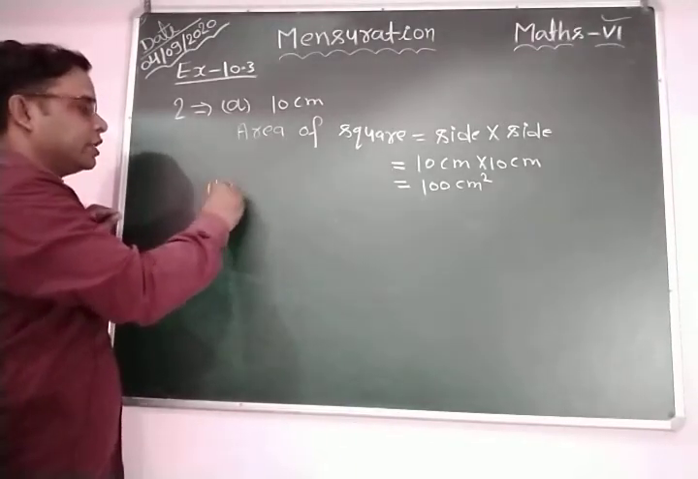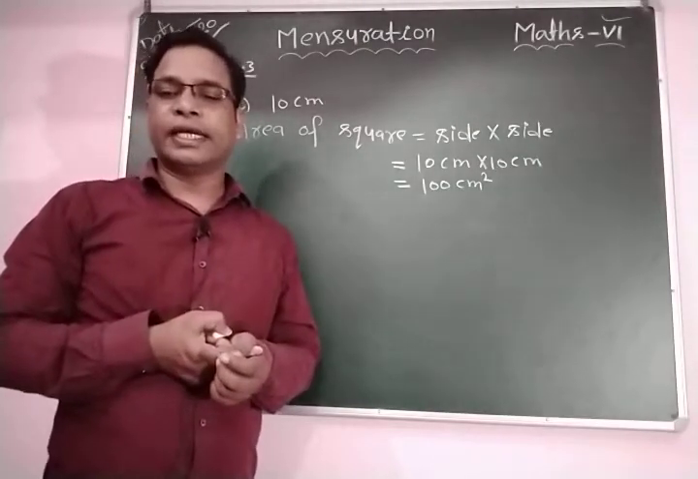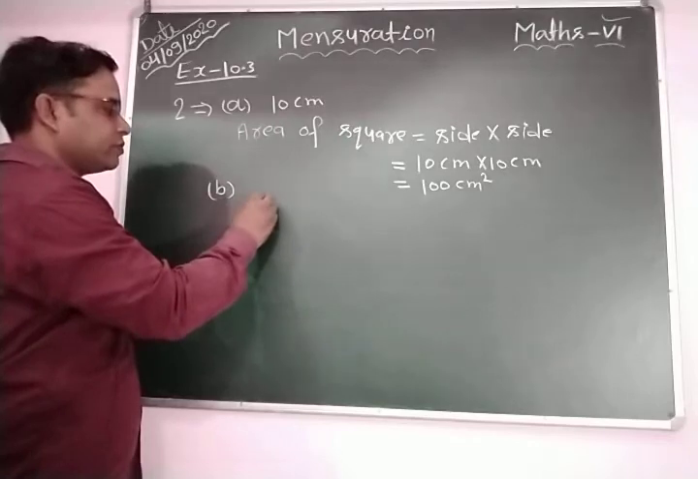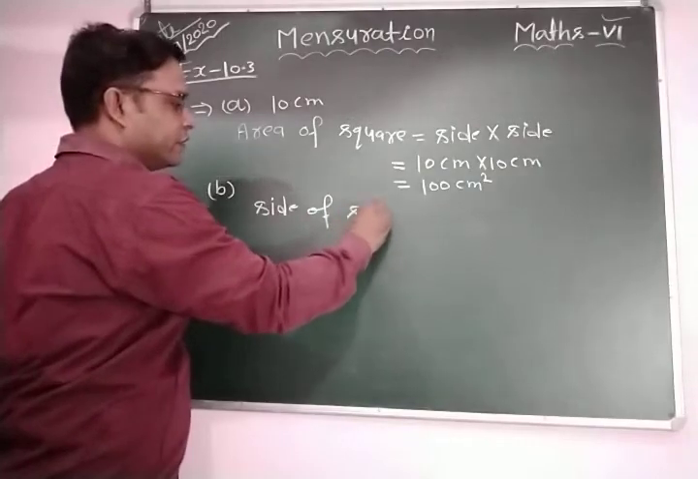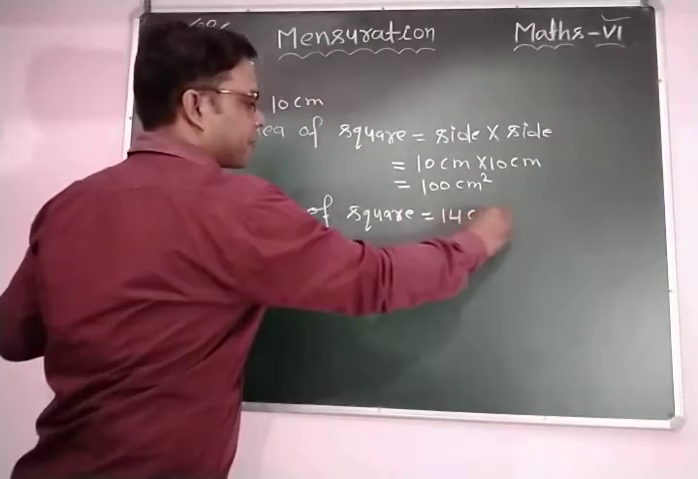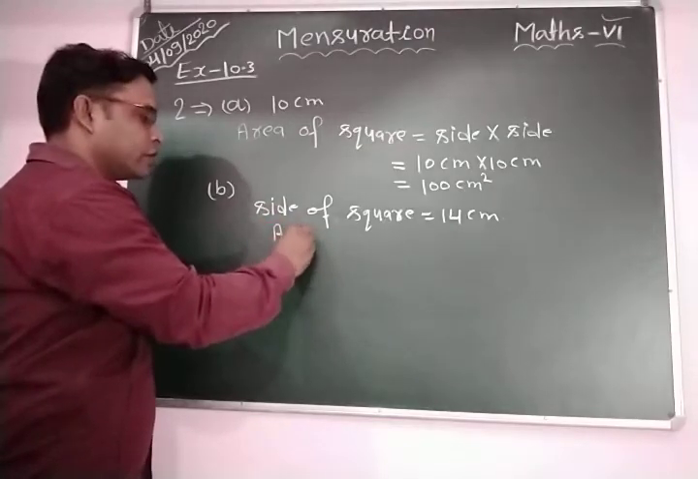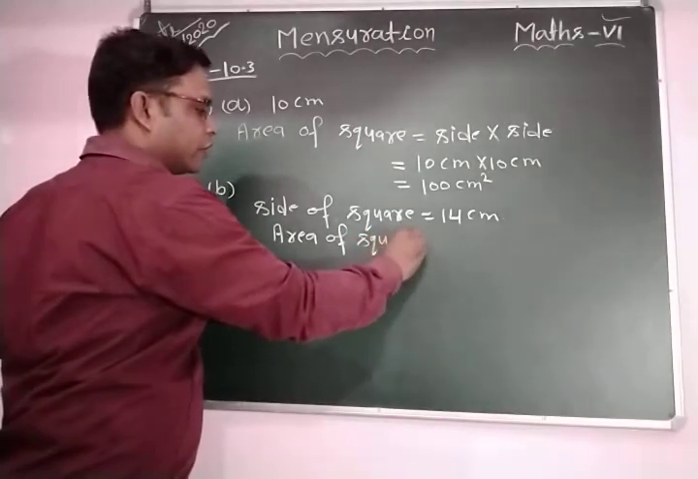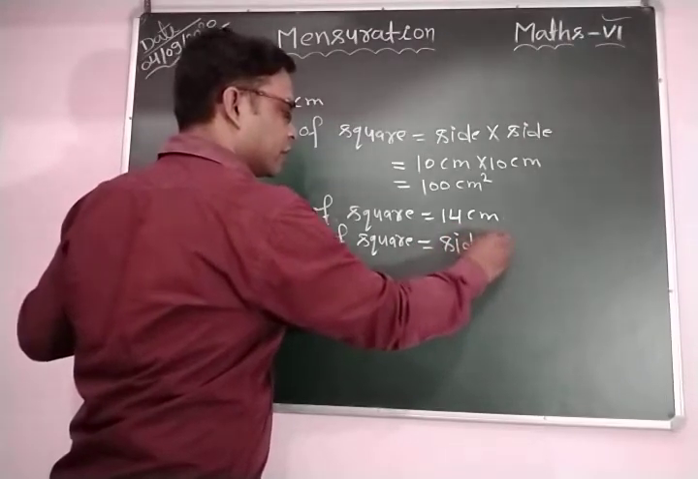Okay, now the B part of this question is to find the area of a square whose side is 14 centimeter. Here the side of the square is given, which is equal to 14 centimeter. We need to find the area of the square. So area of square is equal to side into side.